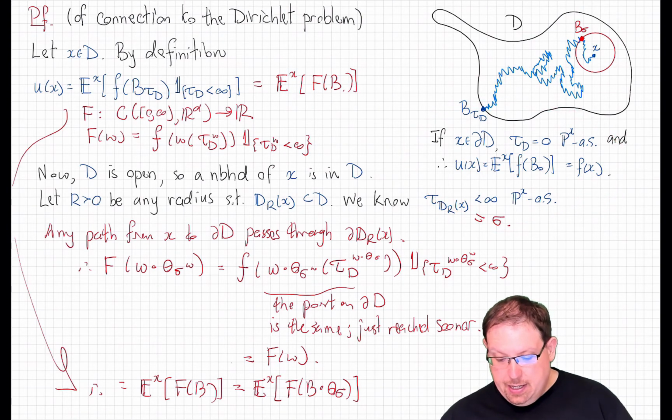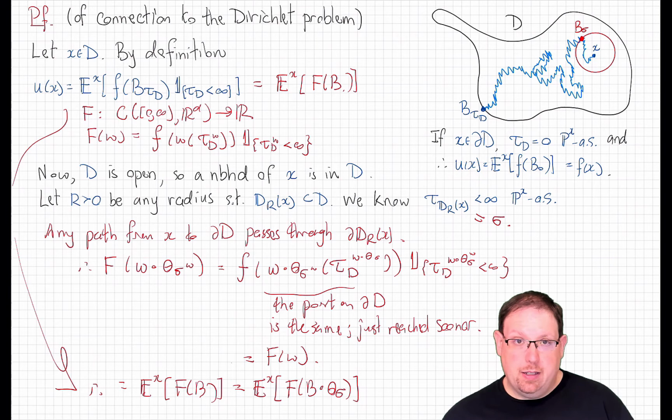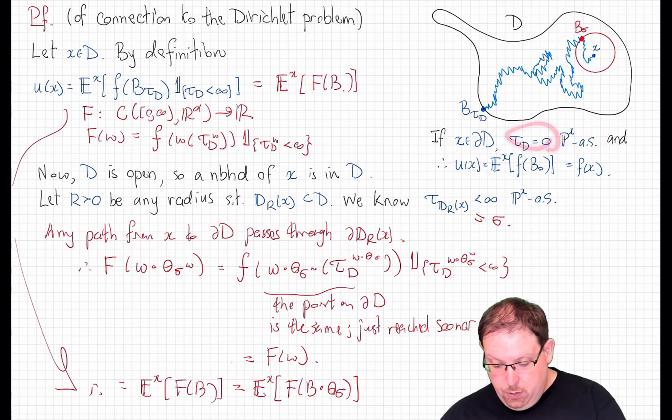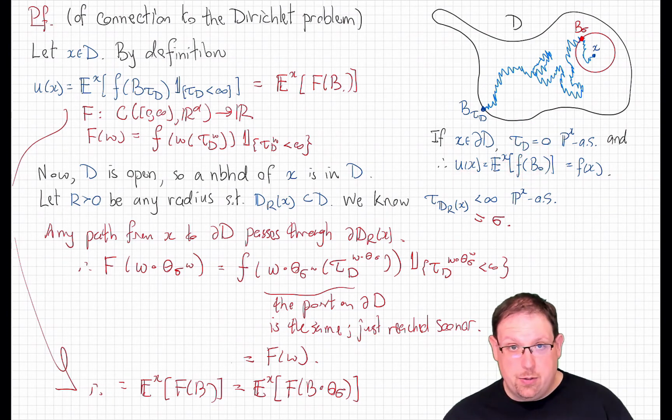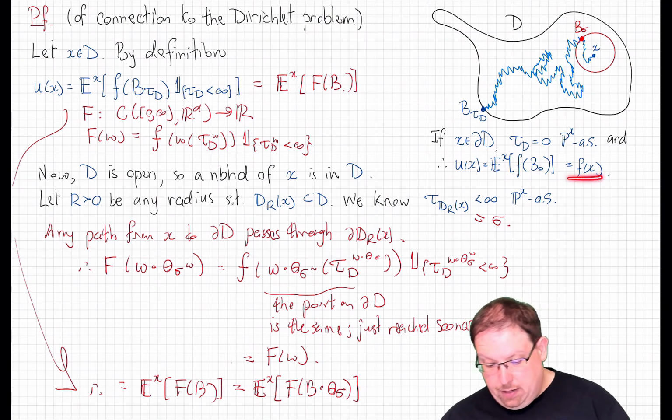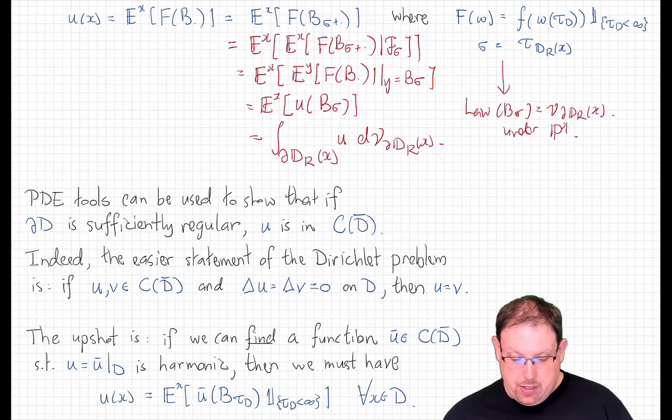And by the way, this function u is equal to f on the boundary, just because if we bend the definition a little bit and allow x to be on the boundary, then the exit time from D is 0, which means that u of x is the expected value of f at b0, conditioned for b0 to be x, which is, of course, f at x. And so that shows us that we do have a solution to the Dirichlet problem here.